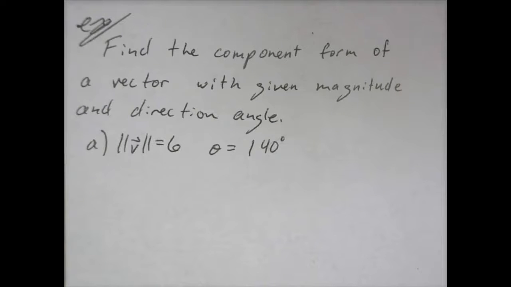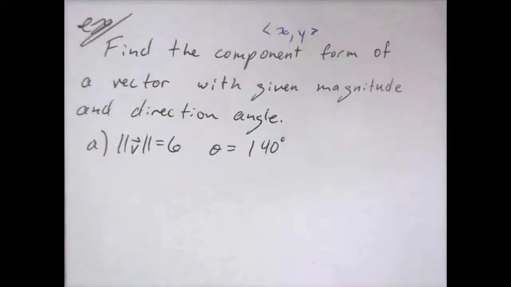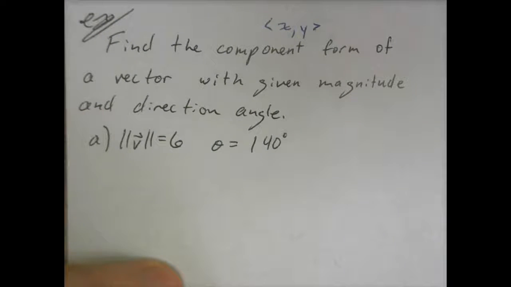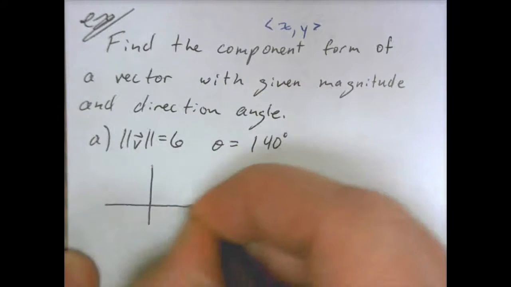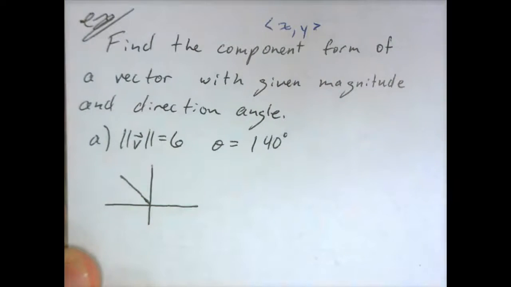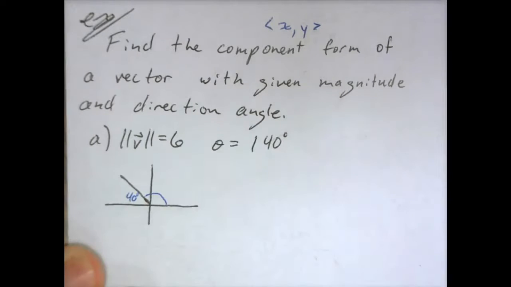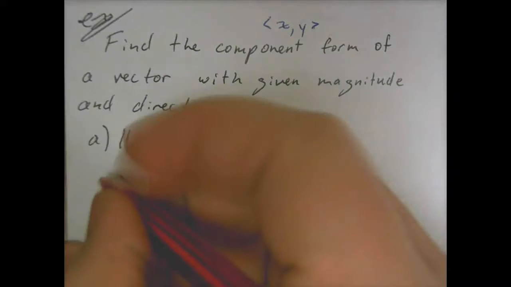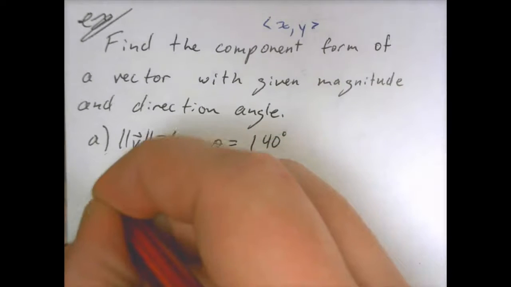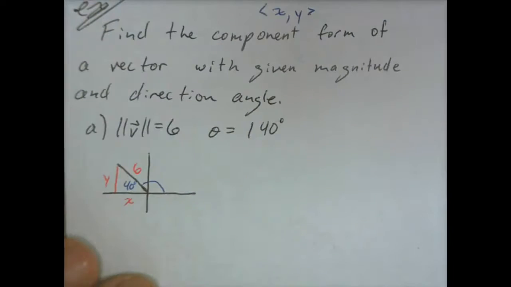Okay, given an example like this, find the component form of a vector with given magnitude and direction angle. So remember, component form, I'm looking for x, y, looking something like that. Well, just thinking about the direction angle for this, if I know that I am in the second quadrant, and since that angle is 140 degrees, the small angle inside my triangle, or the reference angle, should be 40 degrees. So then if I draw my triangle, I can find an x direction and a y direction, and I know the magnitude is 6. Well, from there, it's just basic trig.